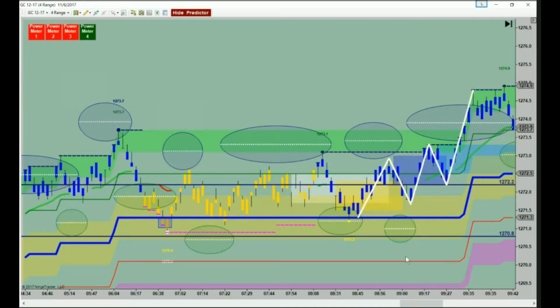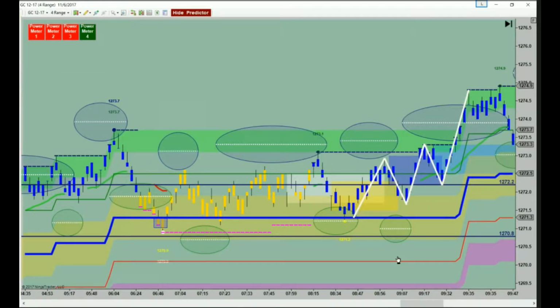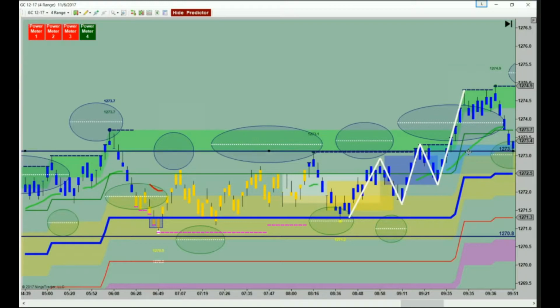Okay. Now, what does the market do? What do you think it's going to do? It's going to come down and test support just like that.